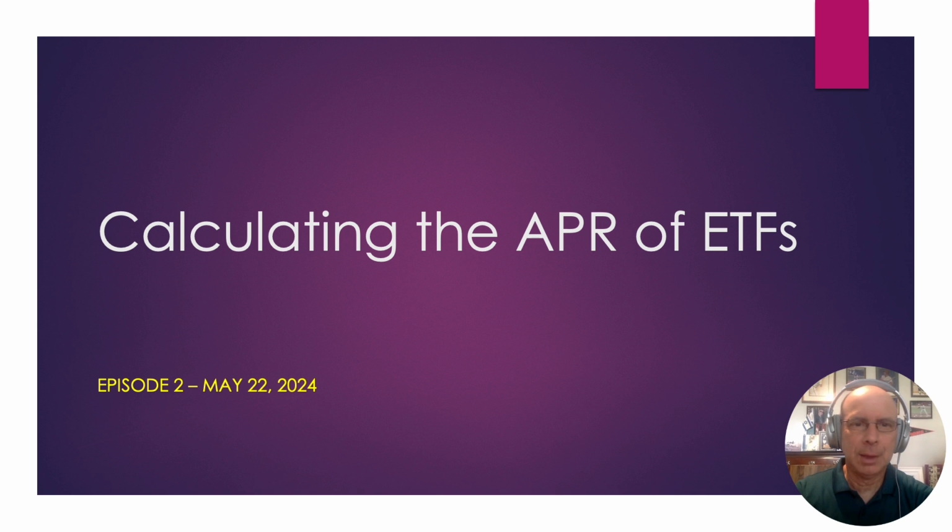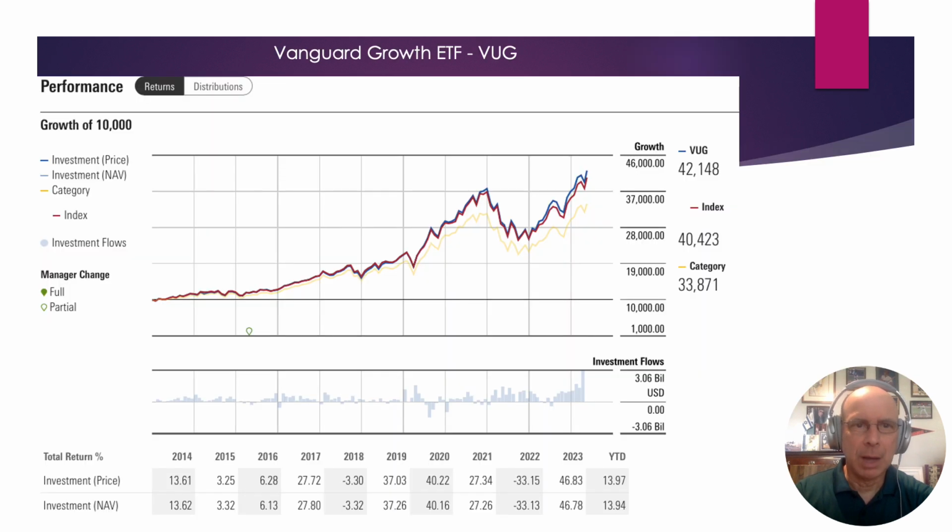This is about calculating the average percentage rate, or the annual percentage rate, of an ETF. Today's episode is about the Vanguard Growth ETF, otherwise known as VUG. 10 years ago, if you had invested $10,000, as indicated in the upper left-hand corner, your investment today would be worth $42,148. This is according to Morningstar.com.